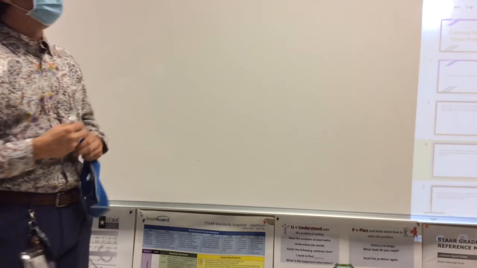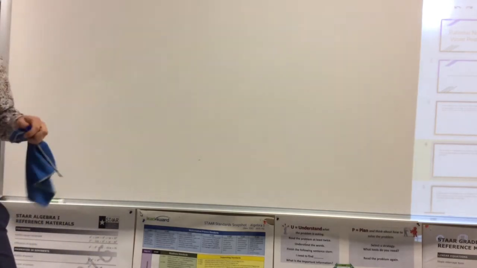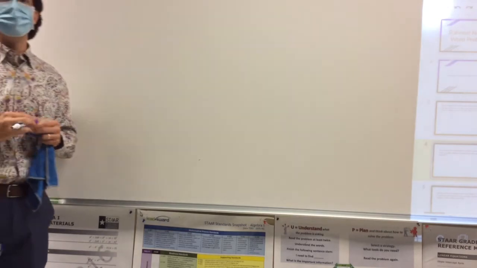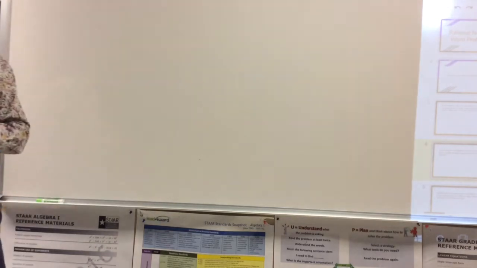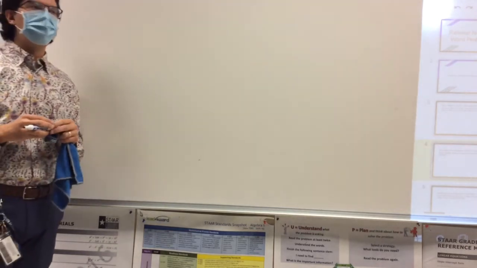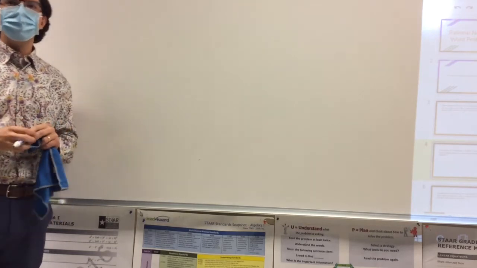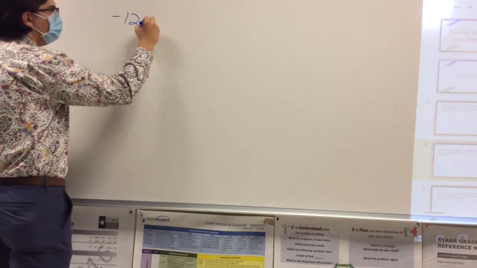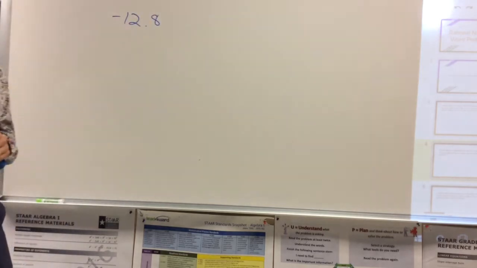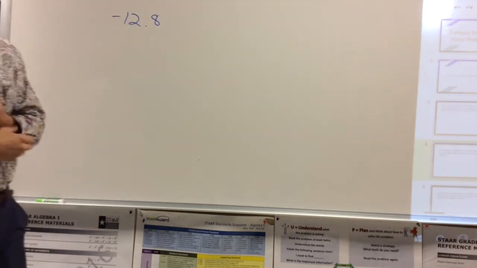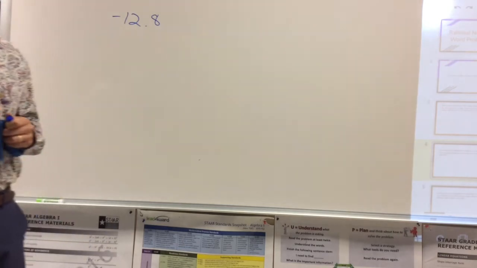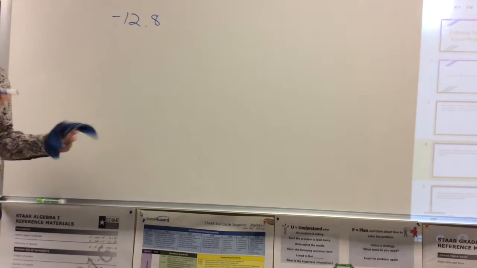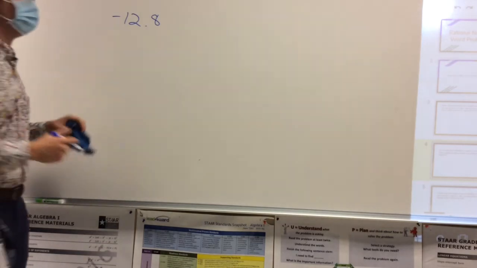All right, so the first play of the football game resulted in a loss of 12.8 yards. How would I represent 12.8 yards as a loss? How would I represent that with a number if I lost 12.8 yards? Caden? Yeah, negative 12.8. And then it says a penalty resulted in another loss of 5.5 yards. So how would I represent another loss of 5.5 yards? Negative 5.5.